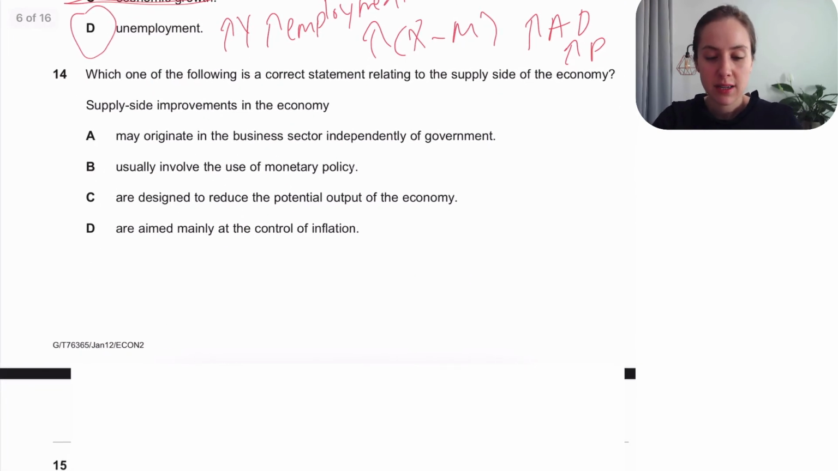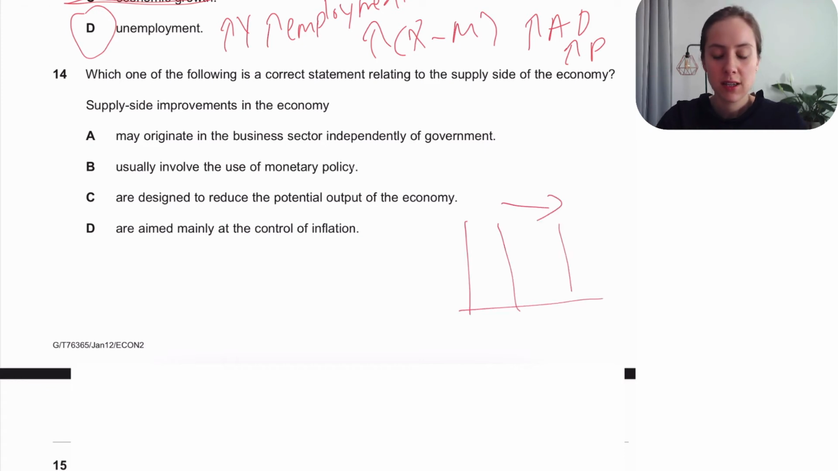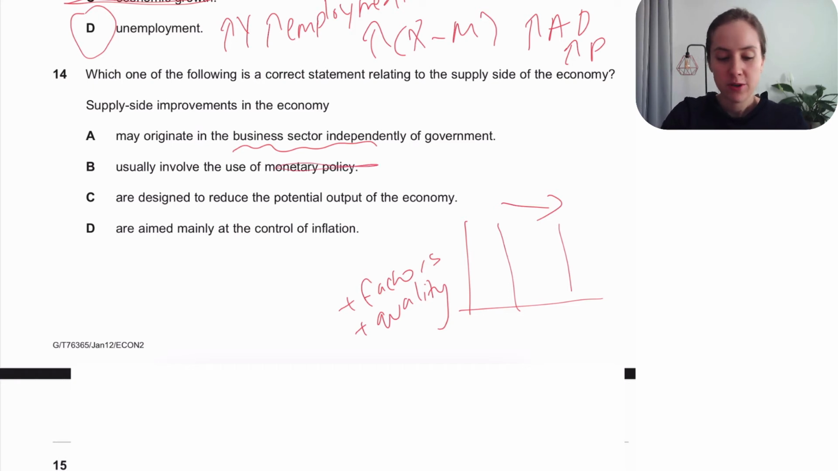Supply side of the economy, okay, we're looking for some long run AS shifting. That's more factors or higher quality. Yeah, it could originate from the business sector. Just anything that shifts the long run AS. Does not involve monetary policy. Does not reduce potential output. You're looking for a shift right. And it could be aimed to control inflation, but actually it usually tries to increase growth. So I don't like that one. A is the answer.